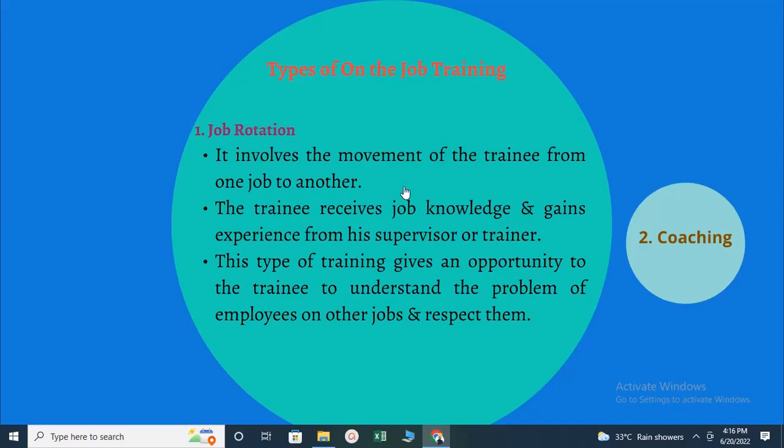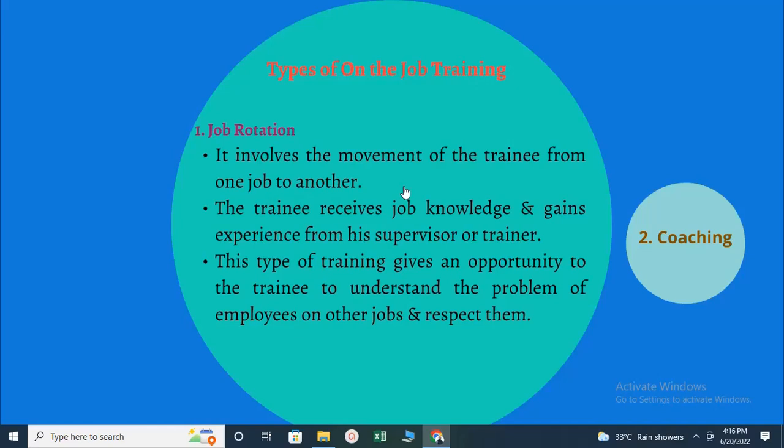What are the jobs that take place inside the organization? He wants to gain the knowledge and the experience from his superior or the supervisor or the trainer. This type of training gives an opportunity to the trainee to understand the problems of employees in the other job and respect them. For example, a person working in the front office knows what the nature of the manager's job is.